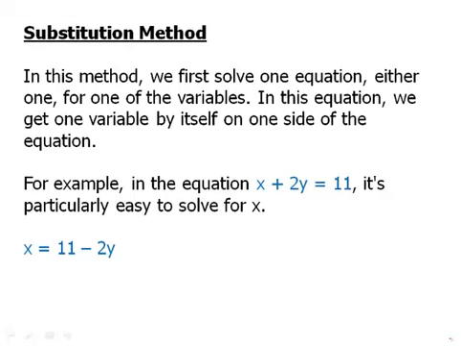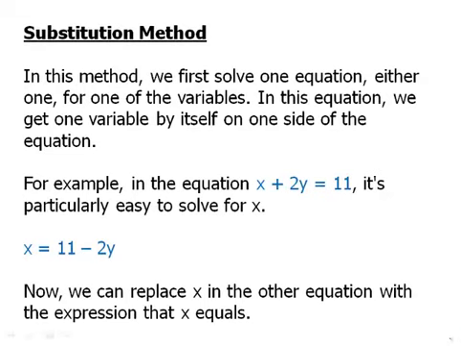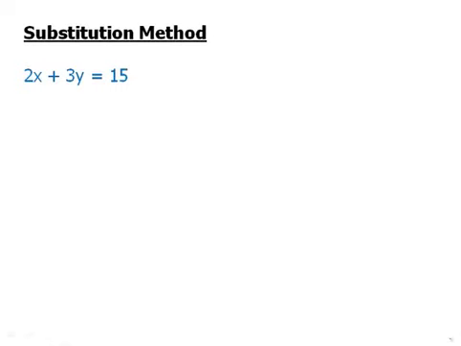Now let's look at the other equation. We can replace the x in the other equation with the expression that x equals. Because x equals 11 minus 2y, it means that wherever there is an x, we can remove the x and replace it by the thing that it equals. So here's the other equation, and we're just going to write this same equation again, but we're going to replace that x with 11 minus 2y. Well, now we have a single equation with y.